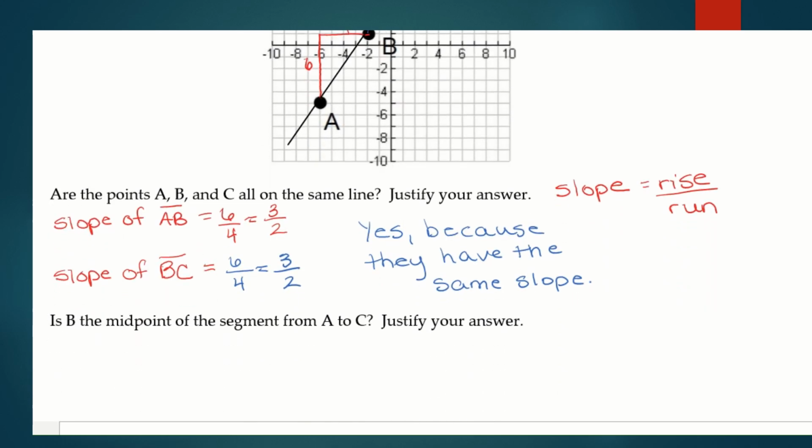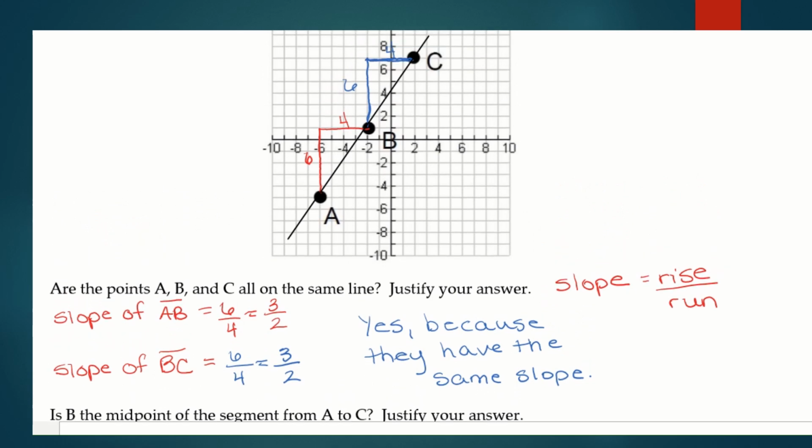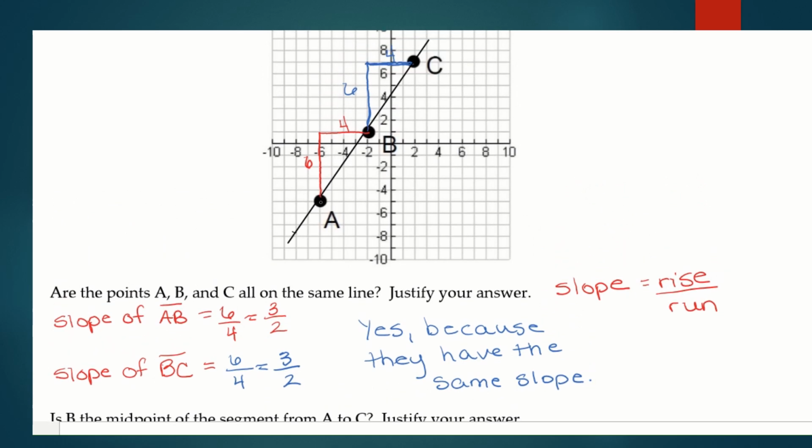Is B the midpoint of the segment from A to C? Justify your answer. So if I shrink up my line here, I don't know if it's going to let me do it. Nope. Okay, you go away. And we'll do this. If I'm just looking at the segment from A to C now, how can I tell that B is the midpoint, or halfway between points A and C?